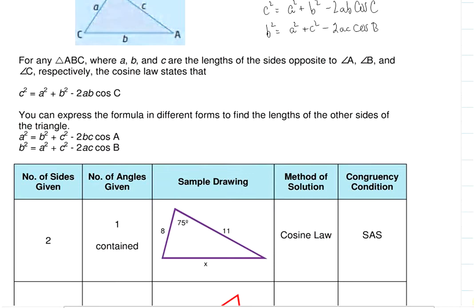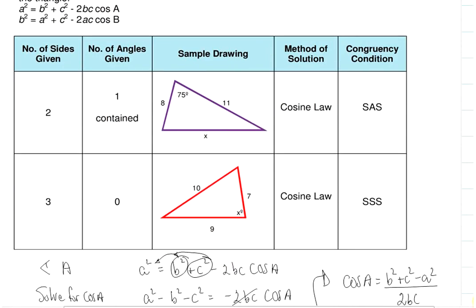Okay, so when do we use the cosine law? Well, let's go back to congruency conditions, which we were looking at with the sine law. And we've got two other situations, and in both of these cases, you would want to use the cosine law. So let's say that you are given two sides and an angle which is contained. That means that that angle is in between the two sides that you are given. So now you have side, angle, side. That's your congruency. Then you would use the cosine law.